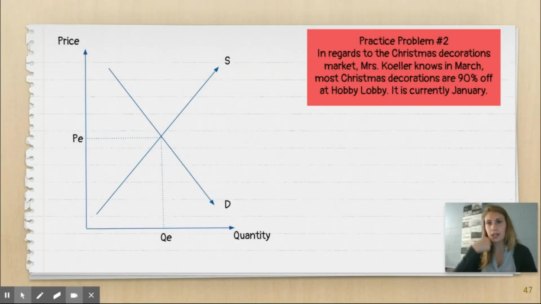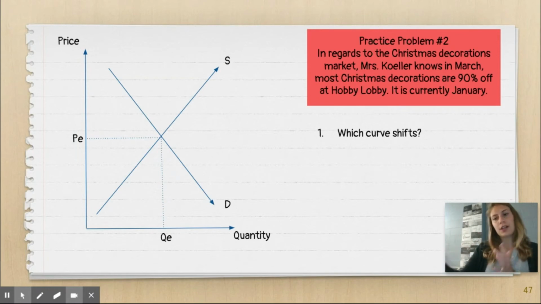Number 2, in regards to the Christmas decorations market, we're still looking at the same market. Ms. Keller knows in March, most Christmas decorations are 90% off at Hobby Lobby. But our current month is January. So with that in mind, which curve will shift? Are we shifting our supply? Is it affecting our producers? Or are we shifting our demand? Is it affecting our consumers?